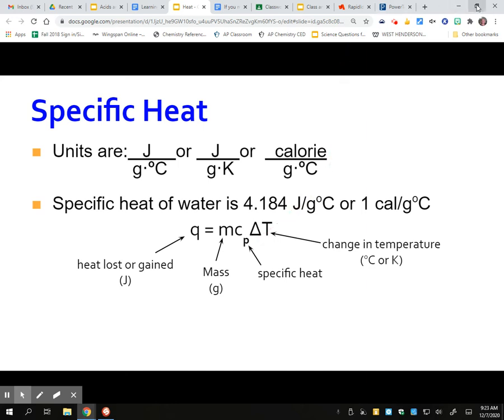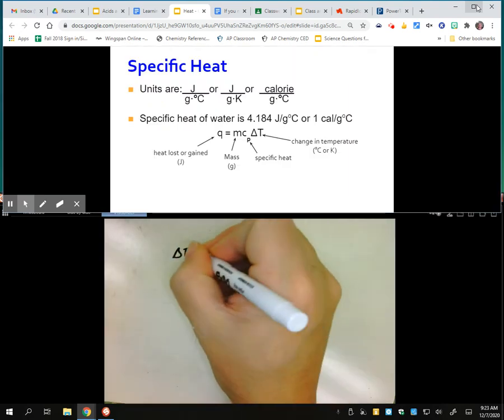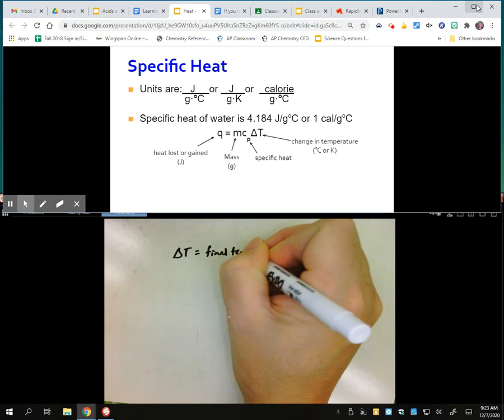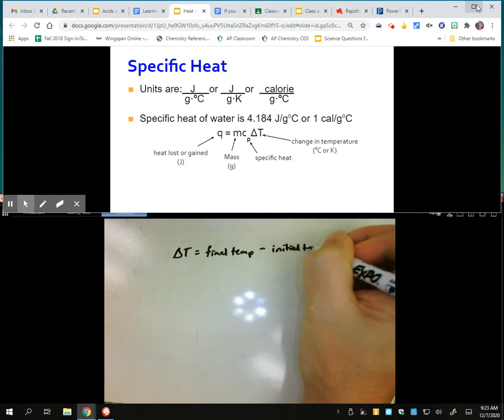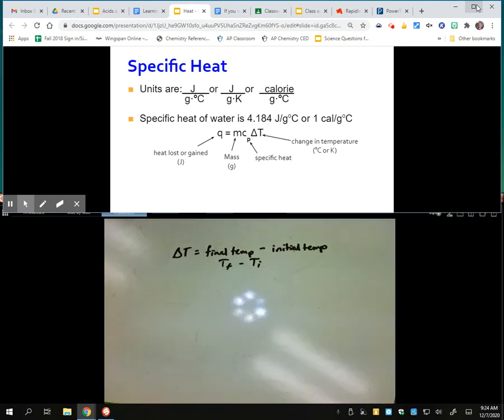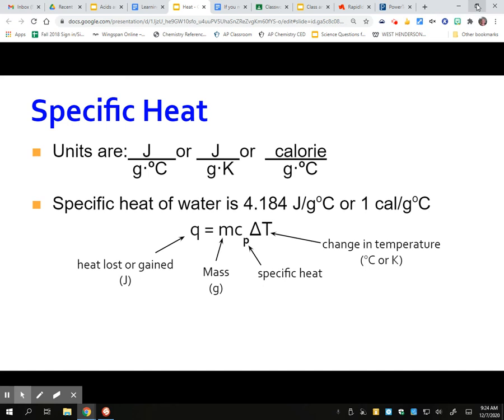Now, the way you are always going to find our change in temperature, so delta T, is your final temp minus your initial temp. Or final minus initial. Always. And sometimes that'll lead to a negative number, but that's okay. That's the way delta T is calculated. All right, so now let's work some problems dealing with this new equation on calculating heat if there is a temperature change.